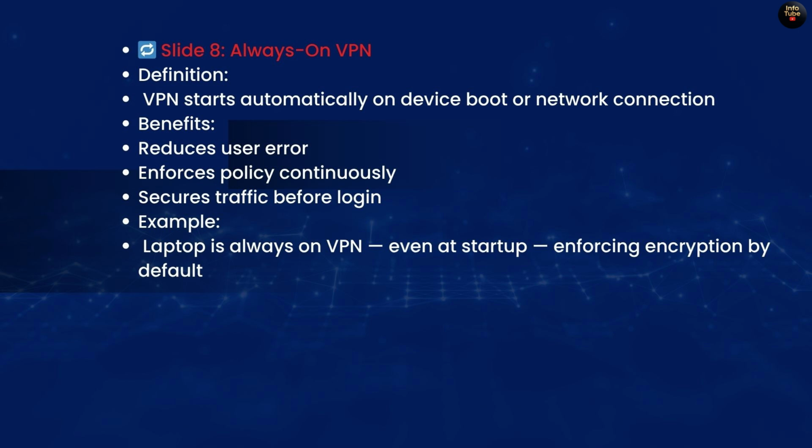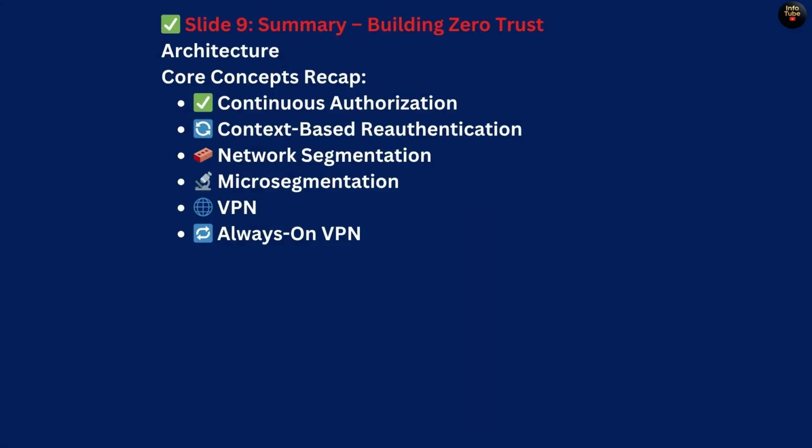In summary, Zero Trust is not a single tool or product. It's a framework built on the assumption that no user or device should be trusted by default. Continuous authorization and context-based reauthentication ensure that identity and access are constantly evaluated. Segmentation and microsegmentation restrict the spread of threats. VPN and Always-On VPN secure communications from any location. Together, these elements form the backbone of a modern zero-trust security architecture.